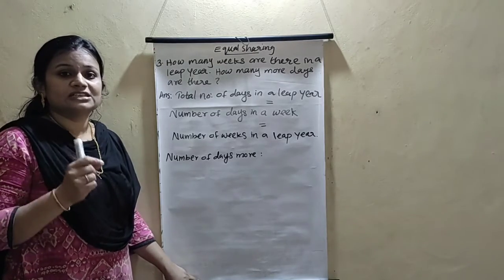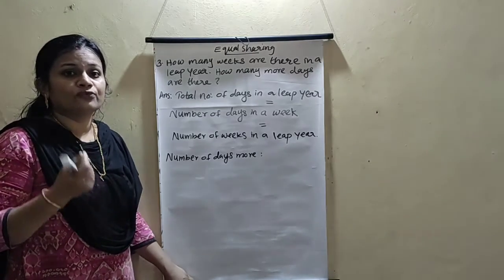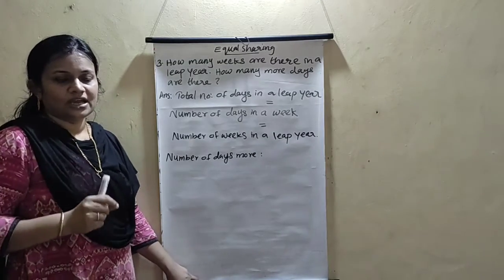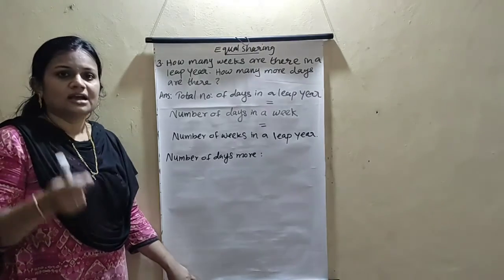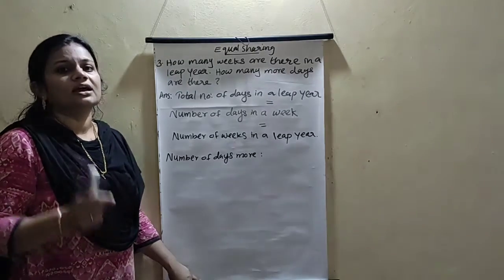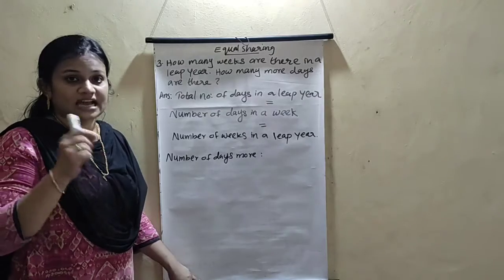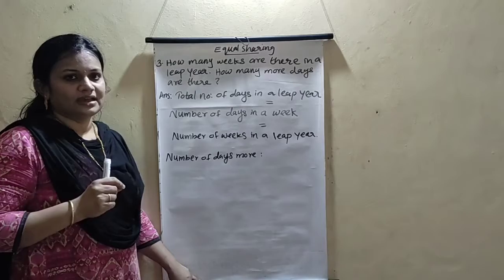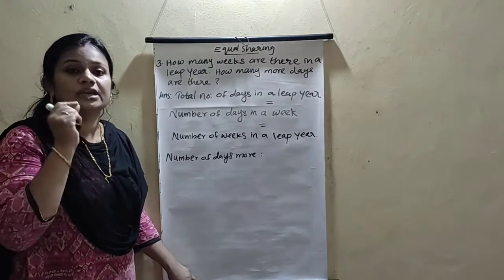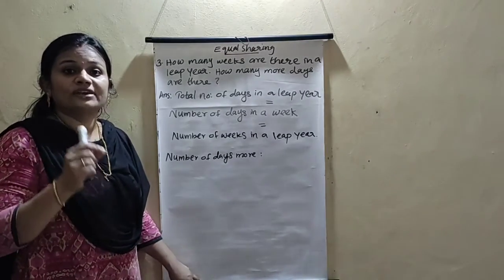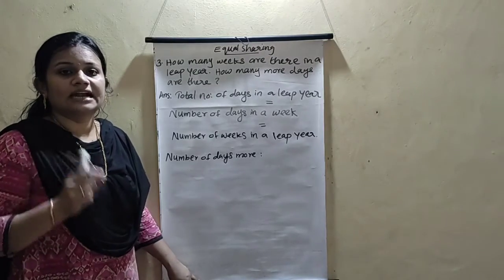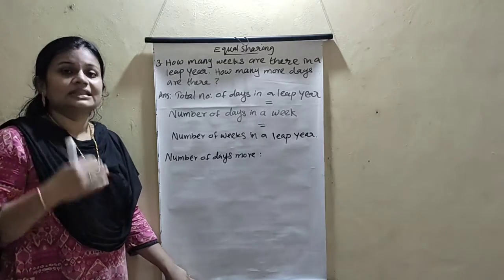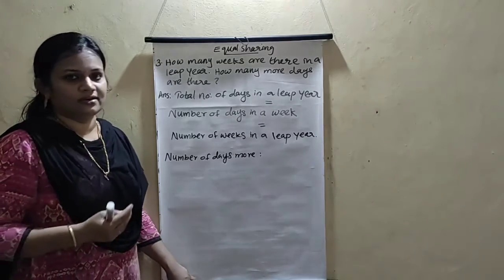The number of total days in a leap year is equal to 366. In an ordinary year, when February has 28 days, the number of days is 365. In a leap year, February has 29 days, so the number of days in a leap year is 366 days. Understood? Then the leap year comes every 4 years.